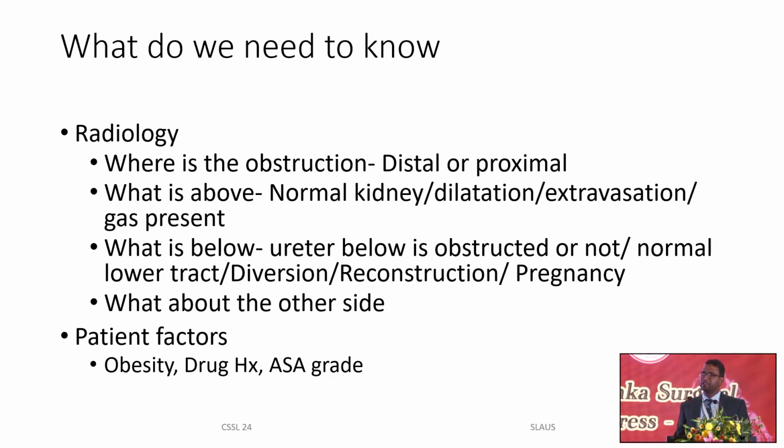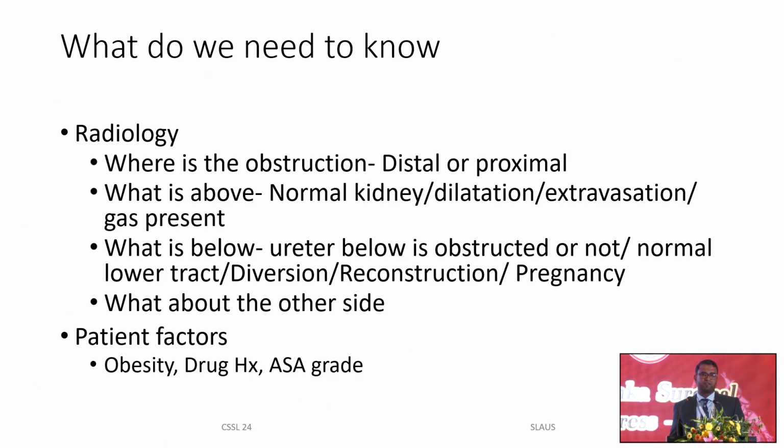The radiology colleague will do a scan or a CT. Where is the obstruction, whether it is distal obstruction or proximal obstruction? What is above the obstruction? Whether the kidney is normal, whether there is dilatation of the system, whether there is extravasation of fluid, and whether there is gas in the kidney, or else emphysematous pyelonephritis. What is below the obstruction? The ureter below the obstruction, whether it is obstructed due to another stone or another stricture.